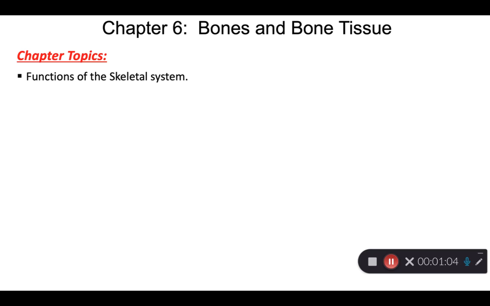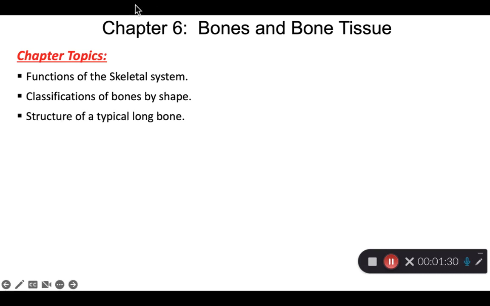We're going to talk about functions of the skeletal system. Then we're going to talk about how we might classify bones based on their shape. So, that's just one way to classify bones. There's a few different ways, but one way they just kind of categorized them is look at the bone shape. There's 4 or 5 different categories, and you can classify them that way.